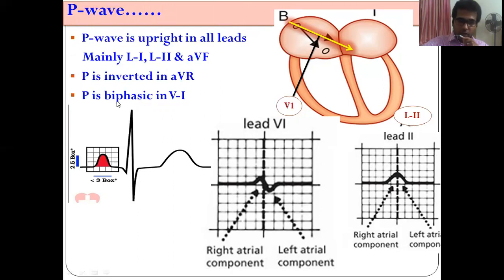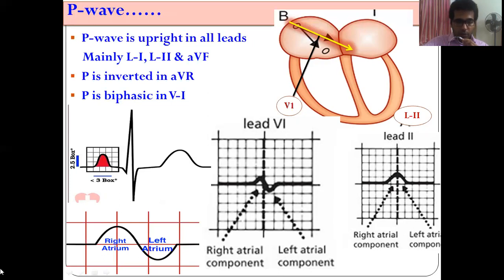And I have already told you this P wave is biphasic in the V1 lead. So here you can see the height of the P wave is less than 3 small squares, and the width of this P wave should be less than 3 small boxes.